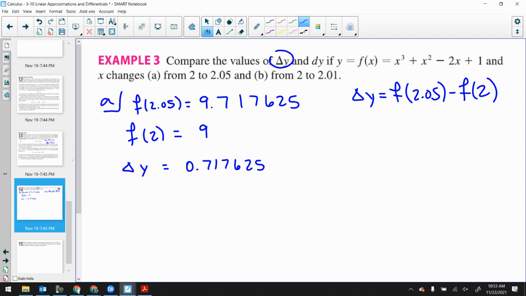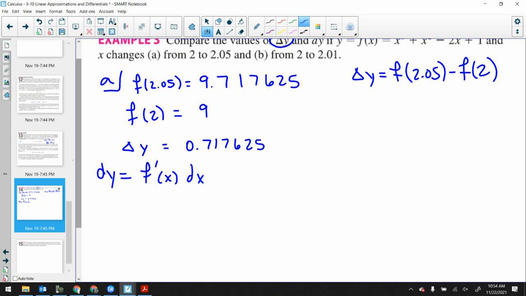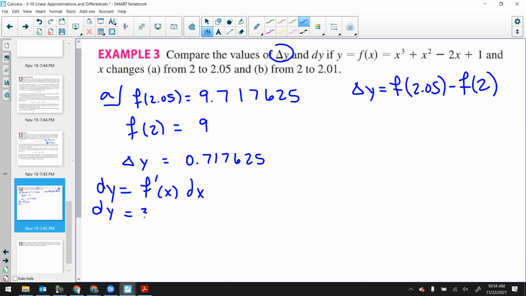Now let's compute the value of dy. Now remember that dy is equal to f prime of x dx. Right? Dy is equal to f prime x dx. Now let's figure out what dy actually is. Well, dy is f prime x, so 3x squared plus 2x minus 2, right? That's f prime x times dx.